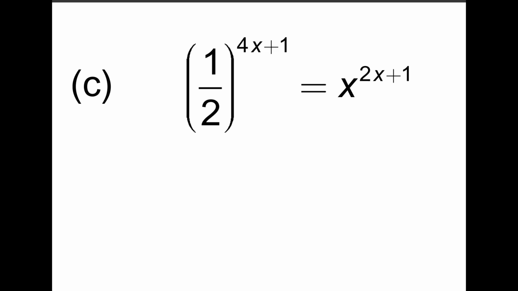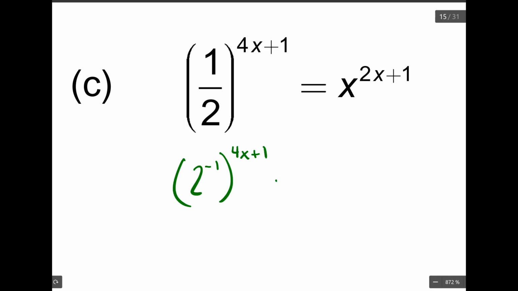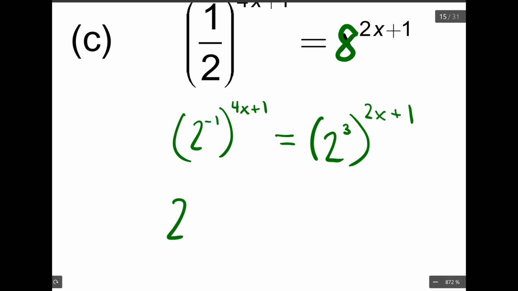So we have 1/2, and we want to make it into a whole number. So we do 2 to the power of -1, because as we demonstrated before, it's 1/2. Oh, this is supposed to be an 8. So 8 to the 2x plus 1, but we can turn it into 2 if we put 3 there. 2 to the 3rd power. And then you multiply that. So it's negative 4x plus 1, I'm so sorry, equals 2 to the 6x plus 3.